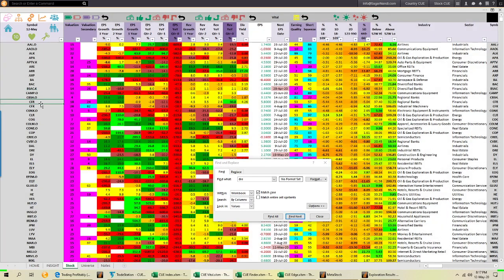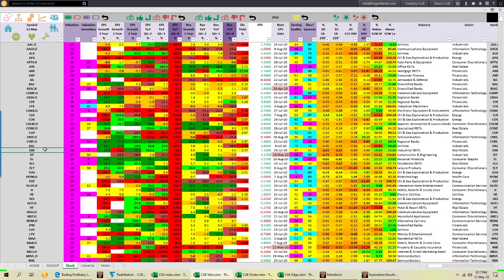No, why I cannot find. Don't match case. Yes, DRE. DRE, as you can see, is overvalued, has a negative earnings growth. That is what is meant by star short candidate in terms of fundamentals.